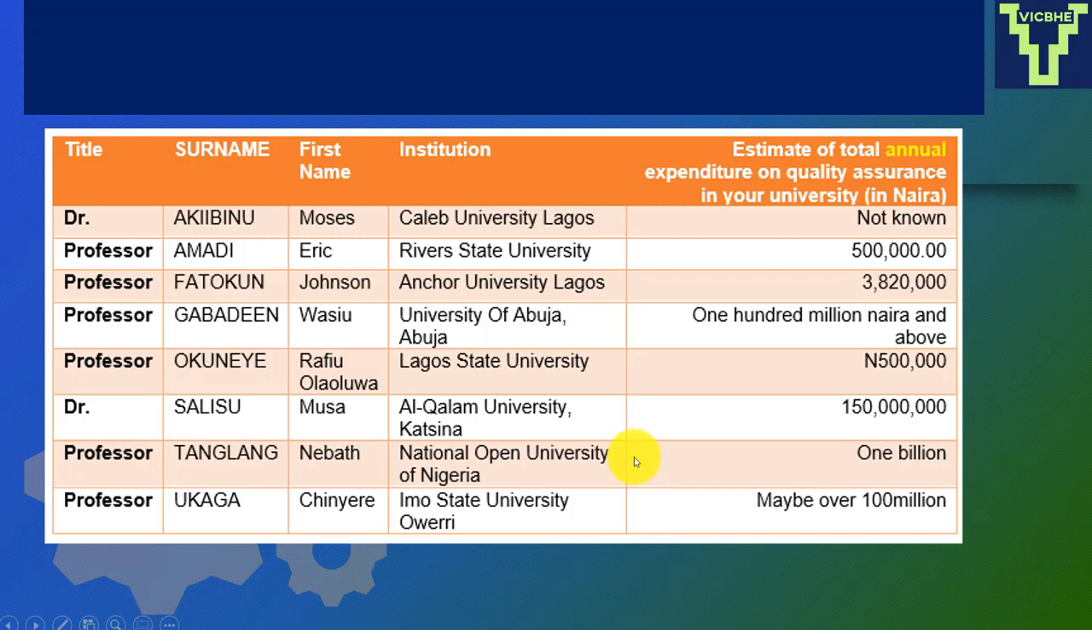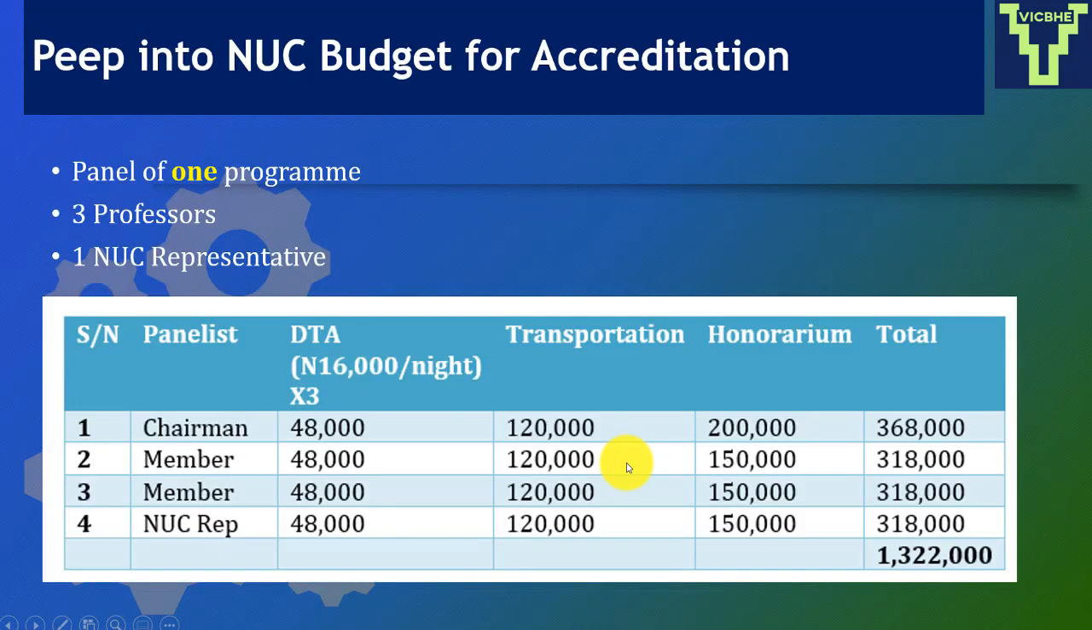So what did I do? I got my team of experts together and looked at the expenses at the distance we had. But before we get there, let's take a peep into the NUC budget for accreditation. You know, NUC will send you a bill for accreditation, and look at the details of the bill. I'm so delighted. I'm glad to have received this from NUC through the Director of Academic Planning.